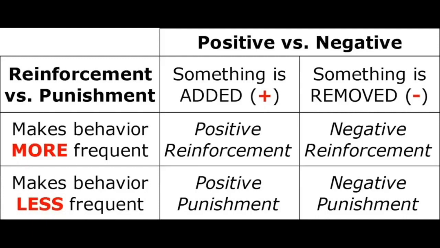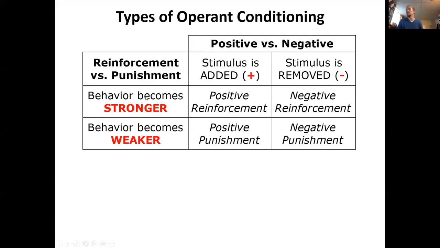So again, guys, with these four different types of operant conditioning, remember the reinforcement versus punishment part has to do with whether the behavior increases or decreases, right? Does it get stronger or weaker? And the positive versus negative part is about the consequence itself. Did that consequence involve the addition of something or the removal, the subtraction of something, right? That's what the positive and negative parts are all about.